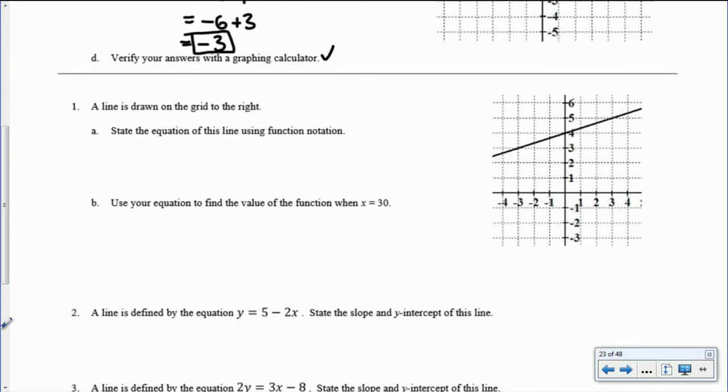Alright, moving on. A line is drawn on the grid to the right. State the equation of the line using function notation. So remember, we need f of x equals blah blah blah. So instead of y equals blah blah blah, we need that version.